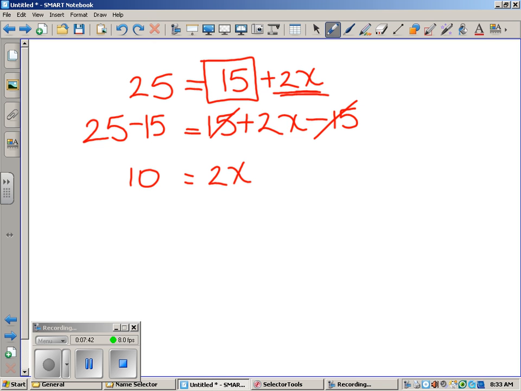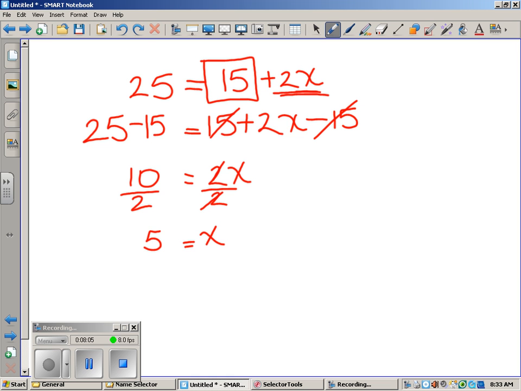Always remembering that what we're doing is trying to isolate for the variable, so I need to remove this 2 right here. Now if I remove the 2, I have to know what's going on. Multiplication is going on. We're going to do the opposite of multiplication to both sides, which is going to be division. They'll cross out. We have x, and 10 divided by 2 is 5.